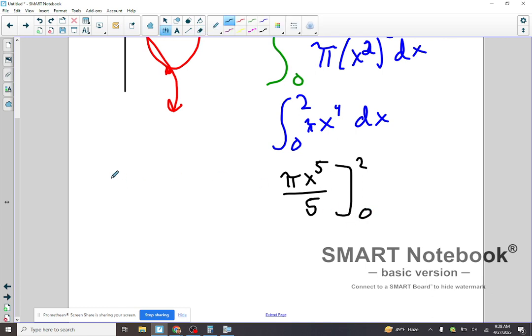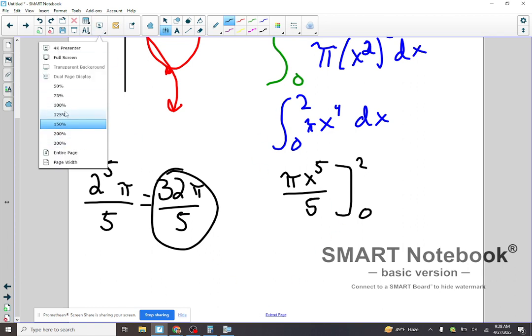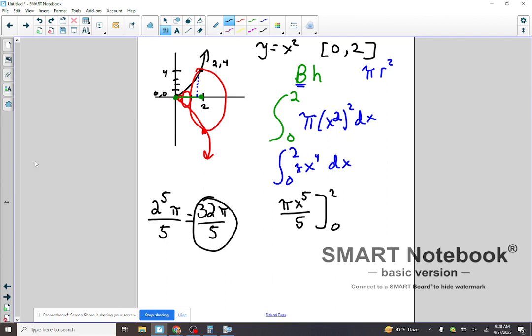Luckily, 0 cancels out everything. So we're going to get 2 to the 5th times pi divided by 5. 2 to the 5th is 32. So 32 pi over 5. Sure. That help? So remember, for us, it always will be a circle shape. So it's always going to be pi, and your radius is basically your formula at the most simplest way.